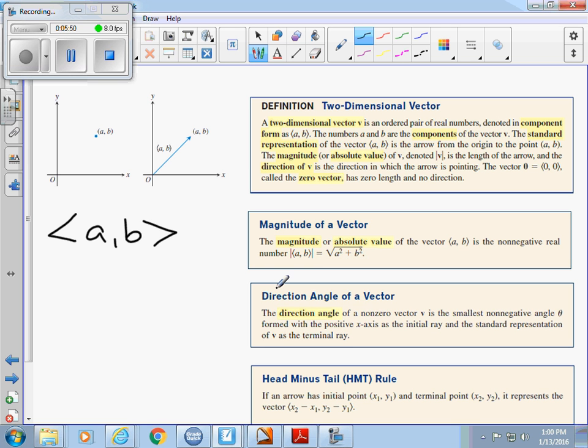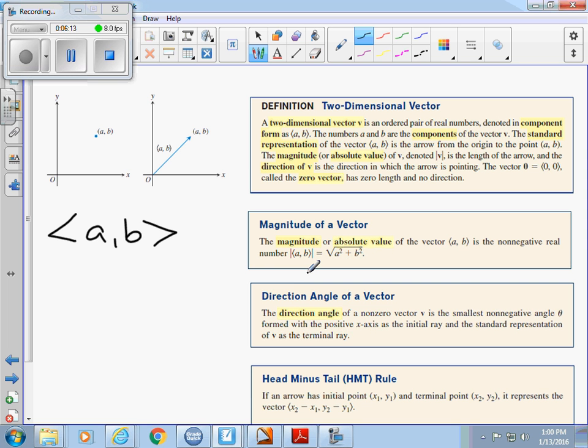The vector with component 0, 0 is called the zero vector. Imagine that. Has zero length and no direction. The magnitude of the vector, sometimes called the absolute value of the vector, is the Pythagorean theorem. You knew that on the bell ringer, some of you. So the length of a vector is the square root of a squared plus b squared.